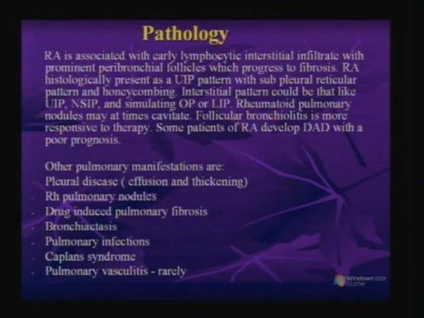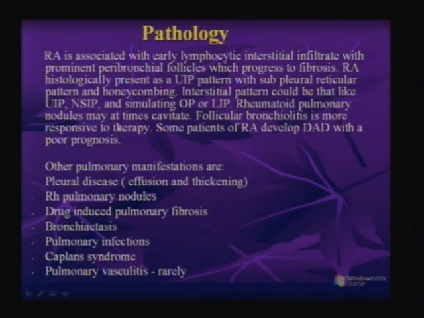Now, the pathology of pulmonary fibrosis in rheumatoid arthritis is associated with an early lymphocytic interstitial infiltrate with predominant peribronchial follicles which progress to fibrosis. In rheumatoid arthritis, at times all types of pictures could be seen, but most commonly it is a UIP pattern with subpleural reticular pattern and honeycombing. However, the interstitial pattern could be that of UIP, NSIP, and sometimes suggestive of organizing pneumonia or LIP.